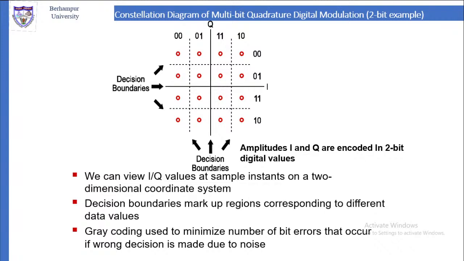Basically we are coding the data. Mostly we use gray code. Gray code is a digital code which we borrow in communication. Gray coding is used to minimize the number of bit errors that occur if a wrong decision is made due to the noise. Gray code is the simplest code, and if you have used gray coding, decoding will be easier. But there is no scope of discussing gray codes in this class.